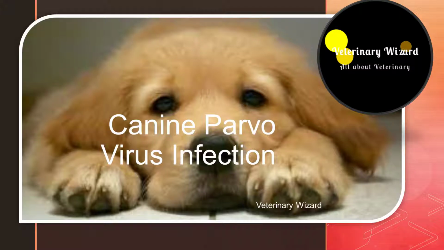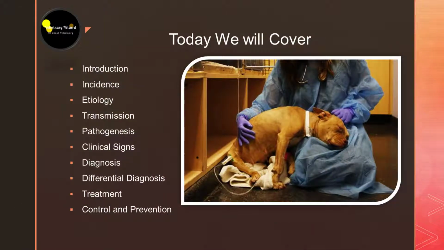Let's start our video. First of all, let me tell you, if you watch our complete video, what will you learn from it? We will cover first of all the introduction of canine parvovirus infection. Then we will cover its incidence, and then step by step its etiology, transmission, pathogenesis, clinical signs, diagnosis, differential diagnosis, and at last treatment, control and prevention.